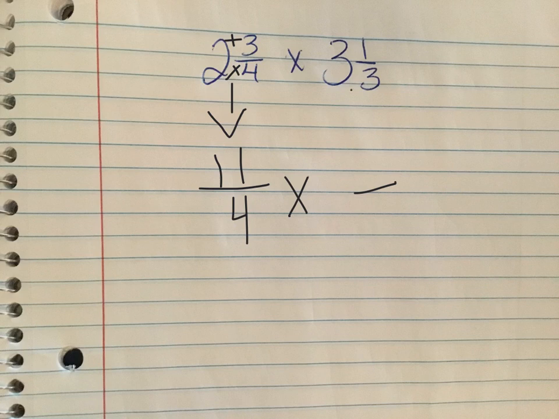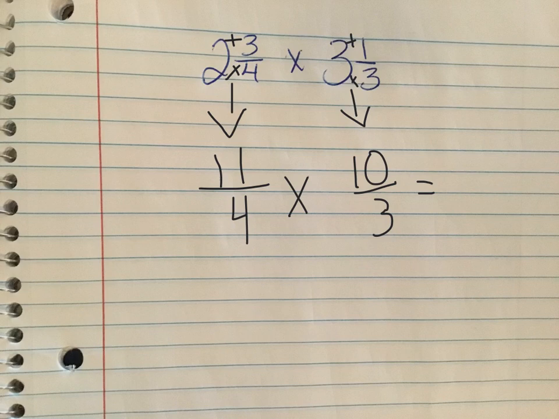We're going to go ahead and get mad at this one too. We're going to leave the 3 on the bottom. 3 times 3 is 9, plus 1 is 10, we should have 10 up top. And then we multiply across.